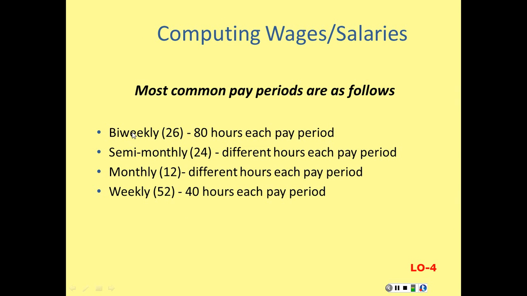But these first two, biweekly and semi-monthly, when you first hear about this, you might think those are the same, but they're not. They're very different. One would involve 26 pay periods. The other would involve 24 pay periods.